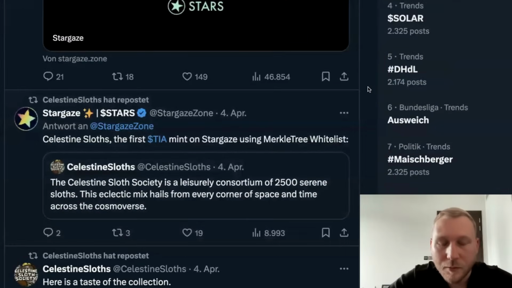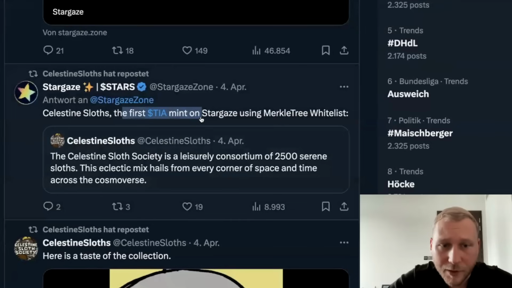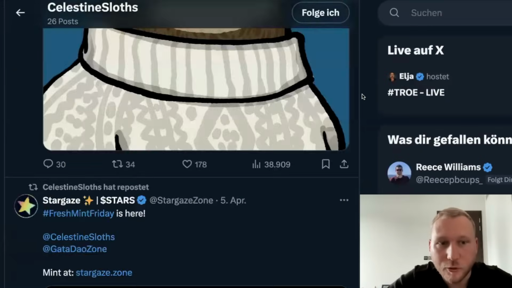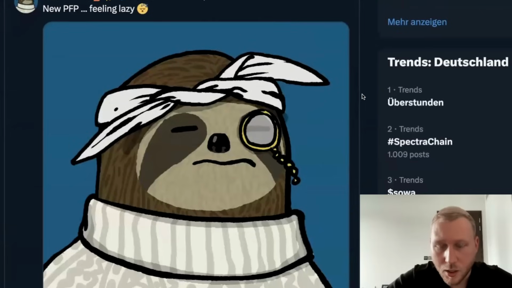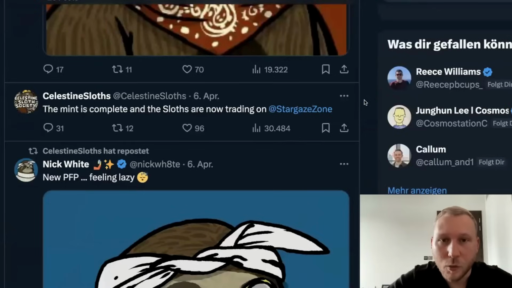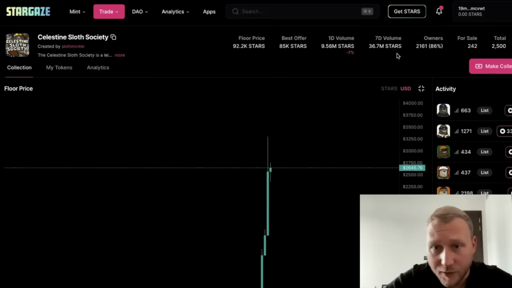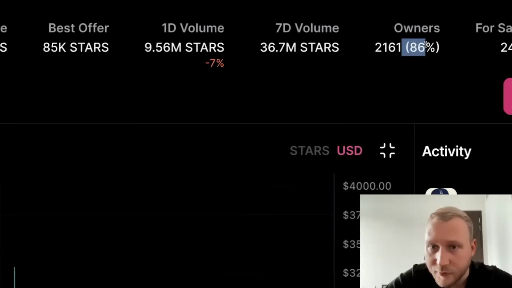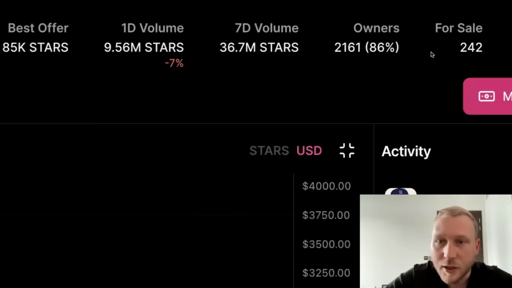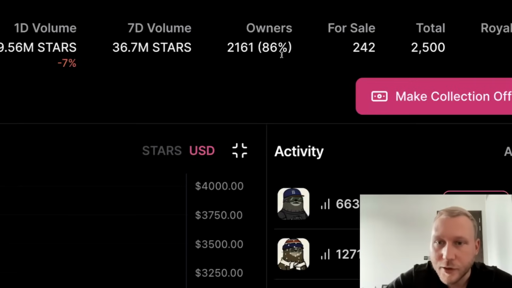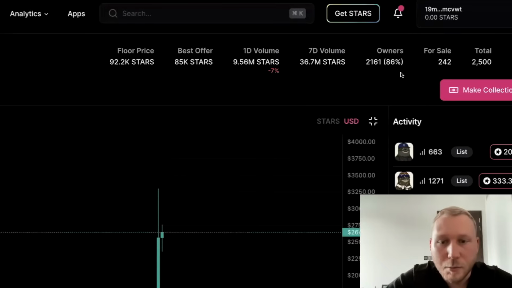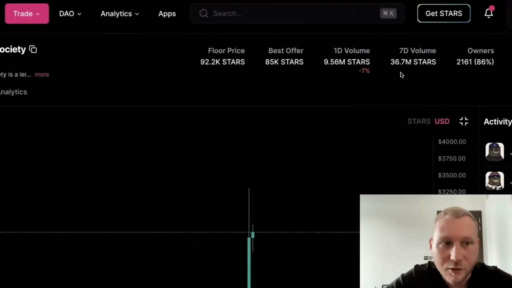Obviously, they then announced the first TIA mint using Merkle Tree whitelist, which was a technical innovation because that allowed for 400,000 TIA stakers to be whitelisted for this mint. And also, I think that made it a bit hard to game, right? Because obviously only per eligible wallet you could mint one Sloth, which is also why the unique ownership is so high, right? 86% are unique owners, and the total is also only 2,500 Sloths, right? So I think most people have missed out on it, including myself, right?